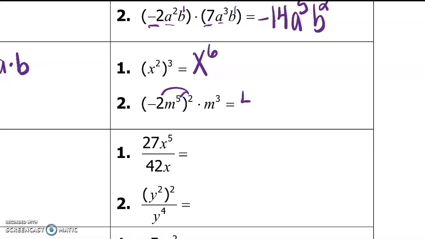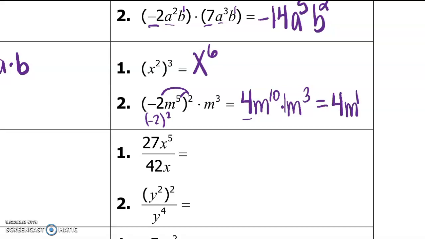-2 squared is +4. Remember, if you're plugging it into your calculator, you need to put -2 in parentheses and the squared on the outside. Negative times negative is positive. And then we would have m to the 10th, because we multiply our exponents, times m to the 3rd. So our final answer, some of us don't know what to do with that 4. Remember, there's a 1 there, so 4 times 1 is 4. Now we add our exponents to get m to the 13th. So you will have all of your different rules combined for some of these.